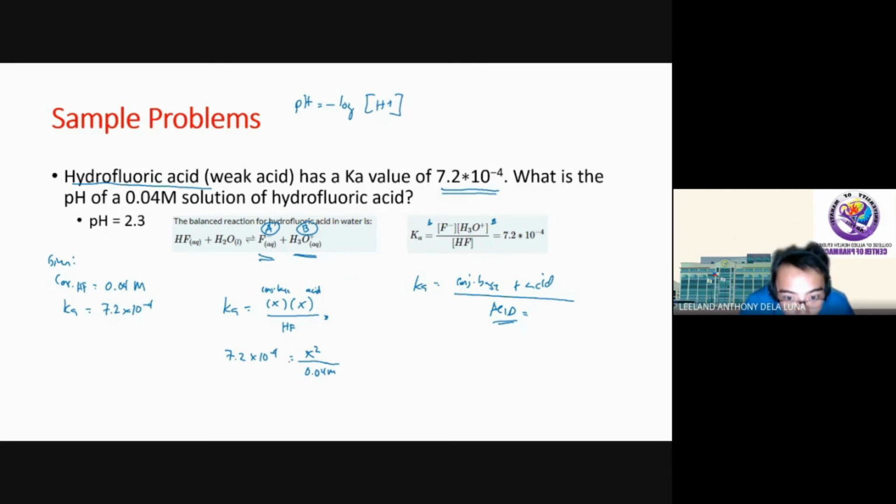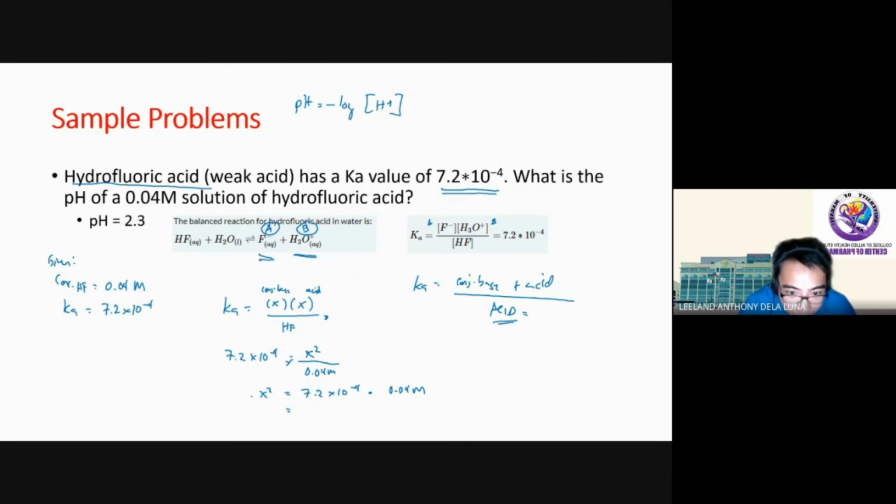Now, cross-multiply. X squared is equal to 7.2 times 10 to the negative 4 times 0.04 molar. Okay? Tapos, isa-square root ko to.